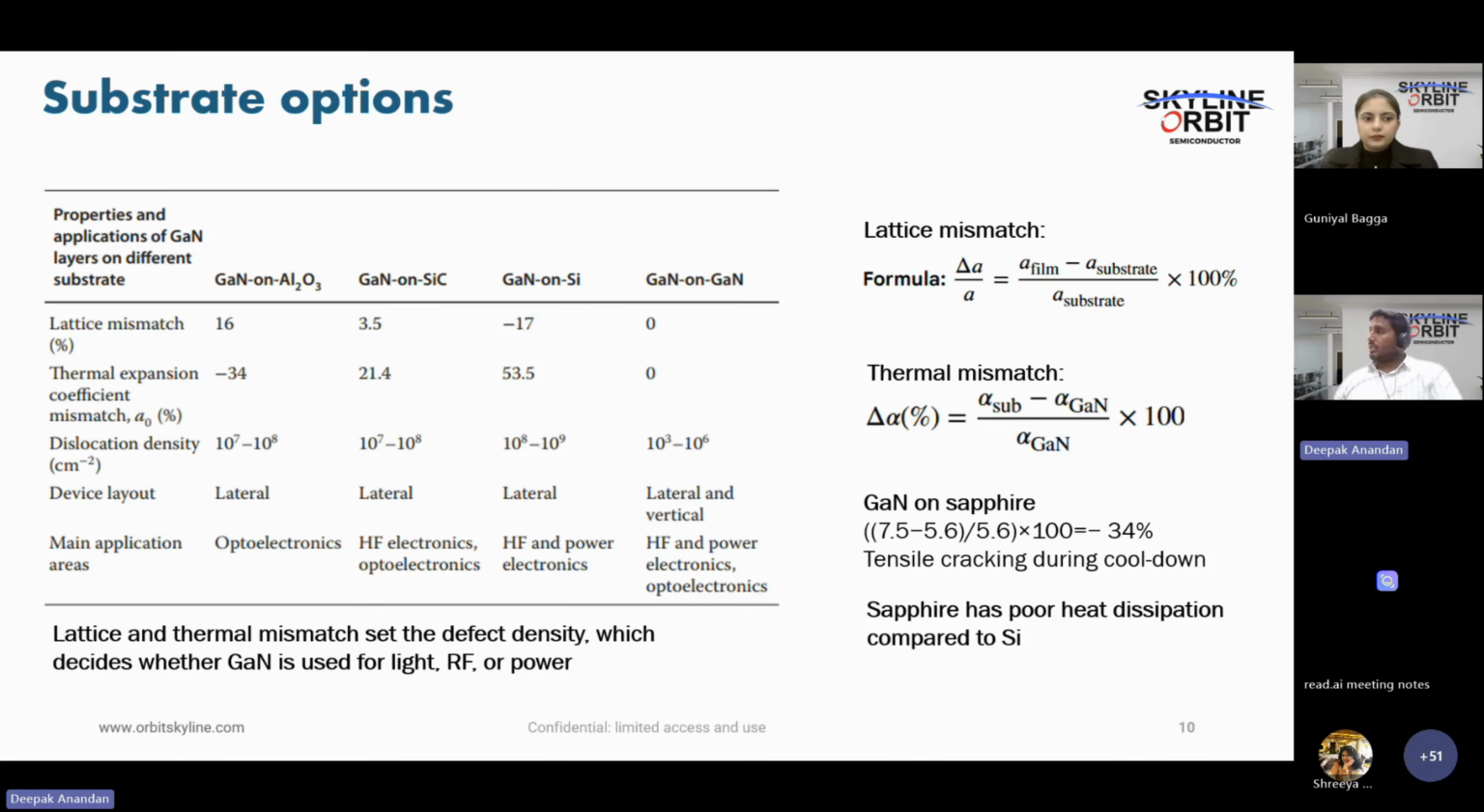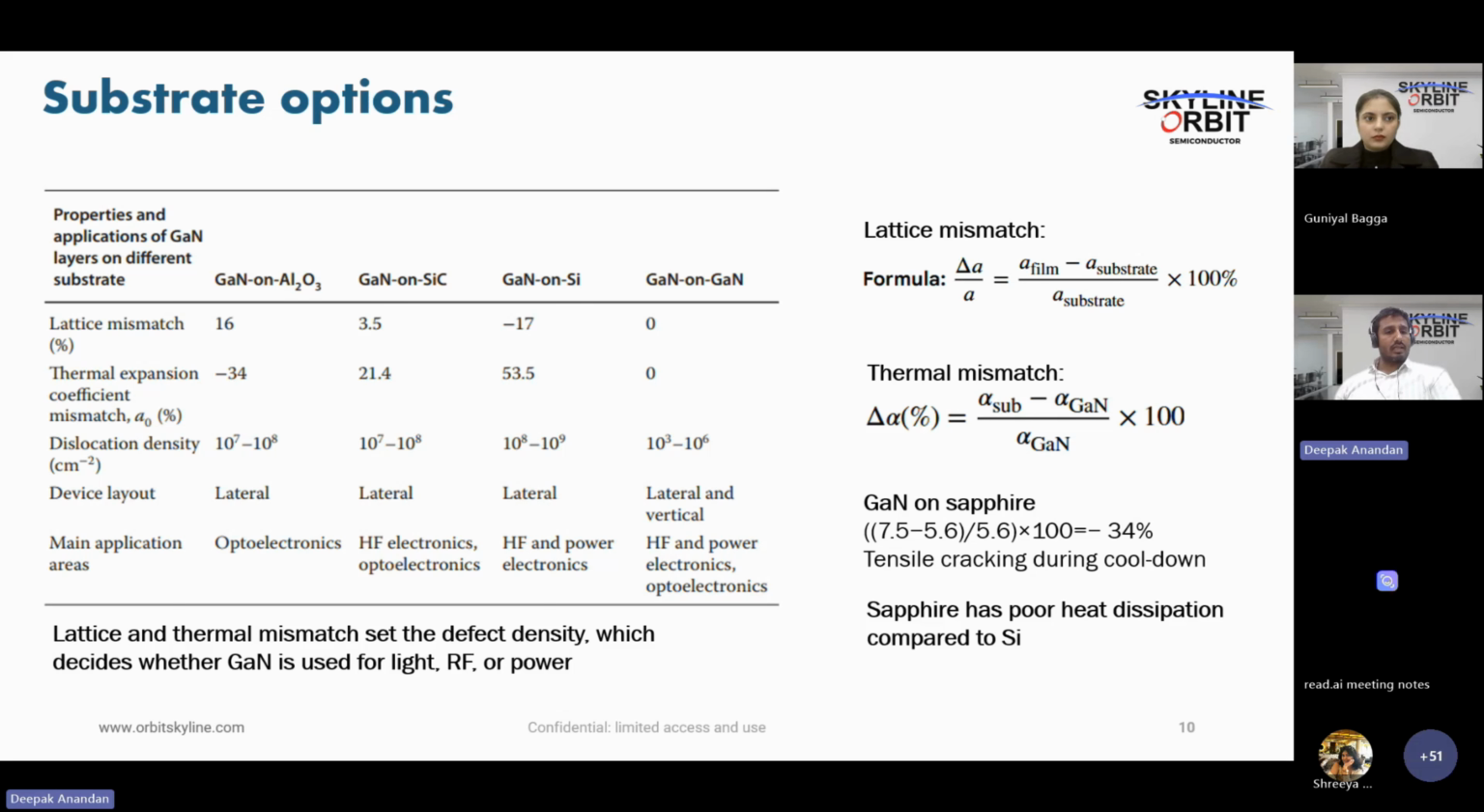So here is the comparison of the three different substrates. You can see that there are two different mismatches. One is thermal mismatch and another one is lattice mismatch. If you take sapphire as an example, it has both lattice and thermal mismatch. It is playing a huge role in the electronic sections as well as photoelectronic sections. However, if you integrate that on a sapphire substrate, due to the mismatch in thermal expansion coefficient, it always exhibits a lot of dislocation density.